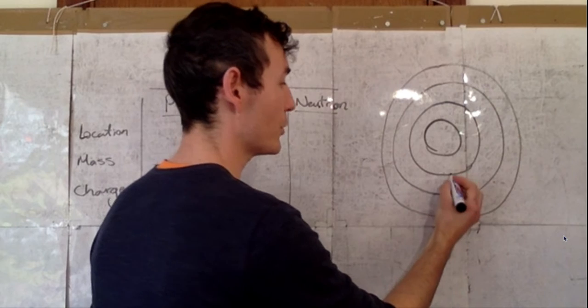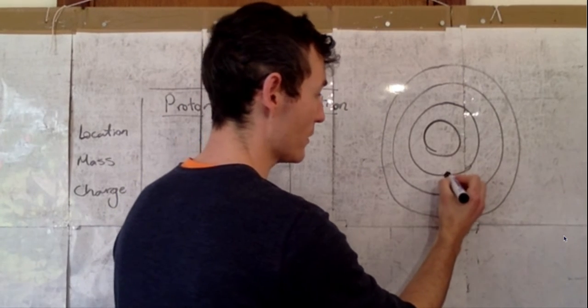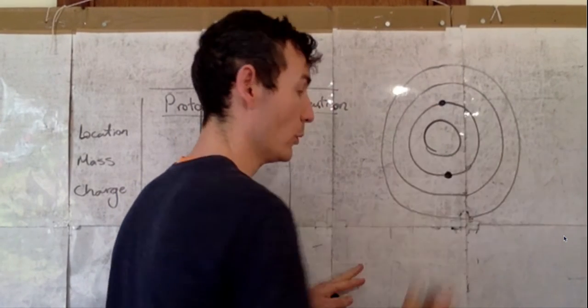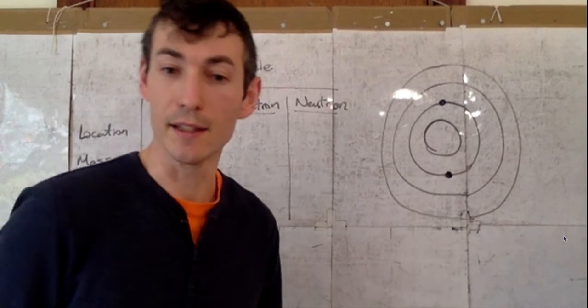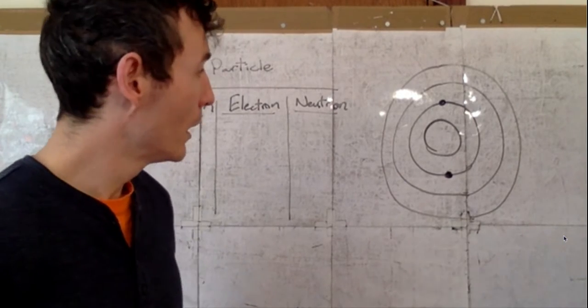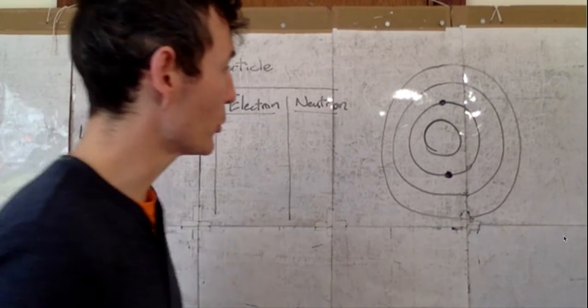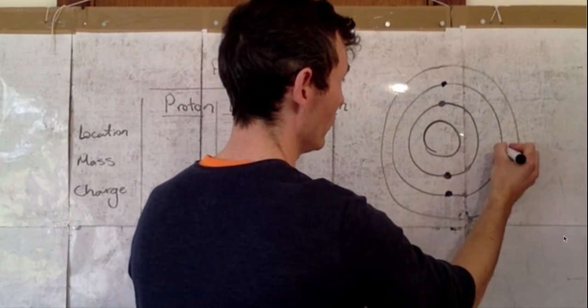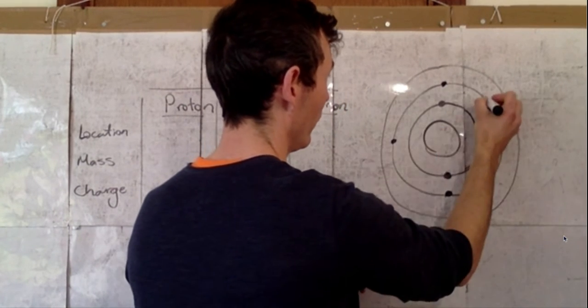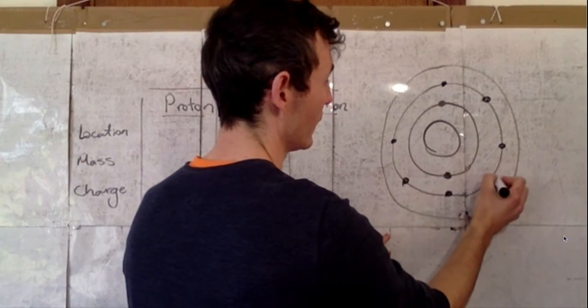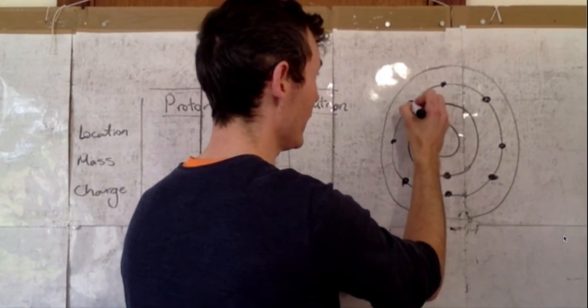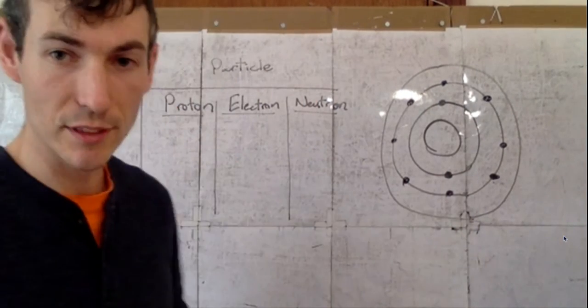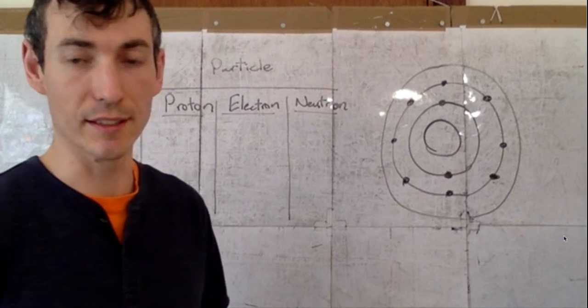So when you're doing this, you can fit two electrons. There's 1, 2, on what's called the first shell. On the second shell, you can fit up to 8 electrons. So here's 1, 2, 3, 4, 5, 6, 7, and finally 8. 2 electrons in the first shell, 8 electrons in the second shell.